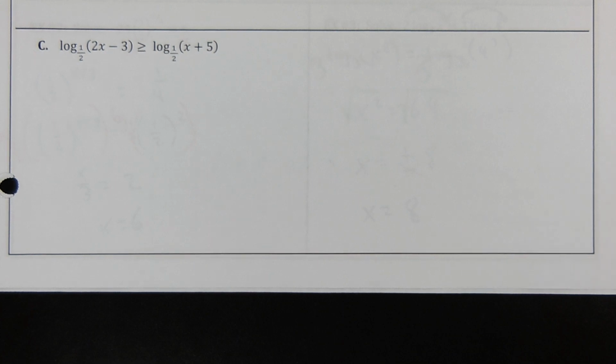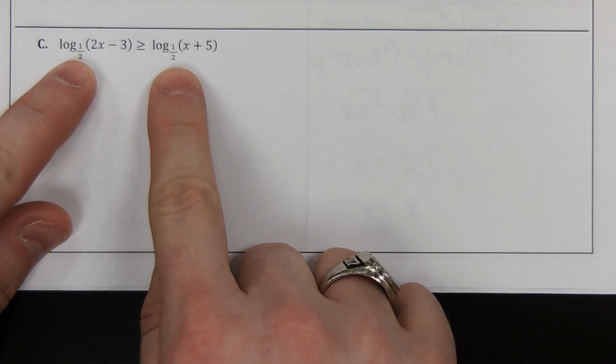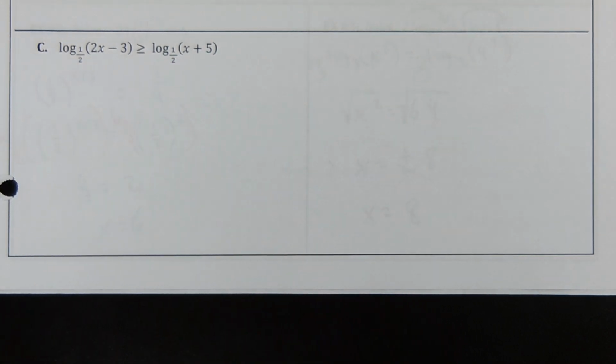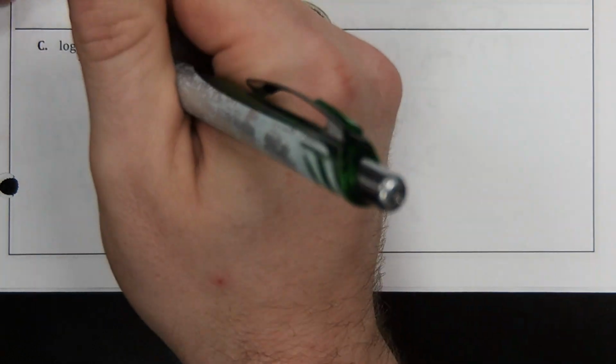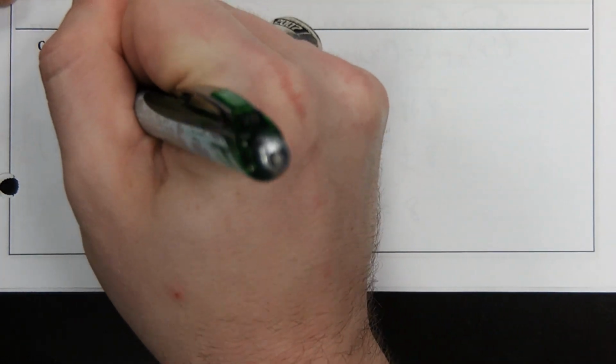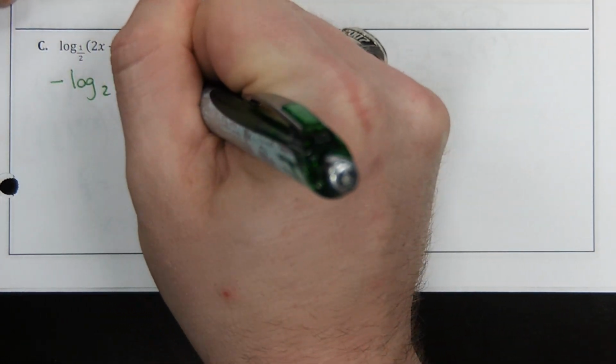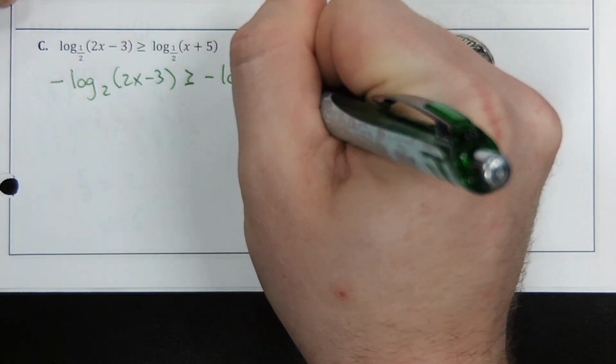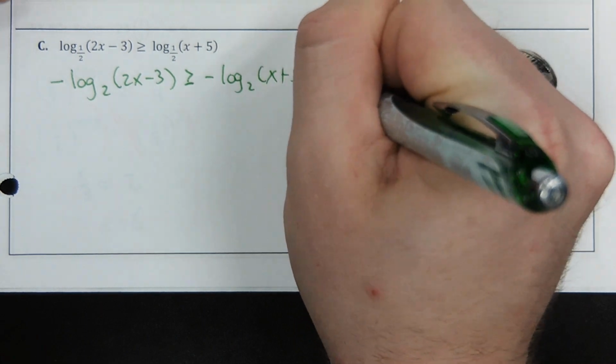What we notice here is that these bases are not greater than 1. So we're going to use the property that says if you use the reciprocal base, then that just puts a negative sign on the front of the logarithm, which means I'm going to put a negative sign on the front of both of these logarithms. Negative log base 2 of 2x minus 3 greater than or equal to negative log base 2 of x plus 5.